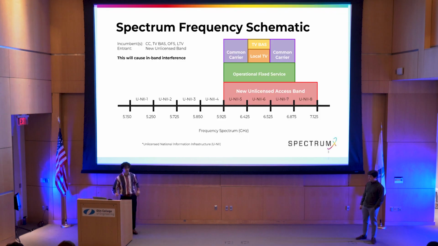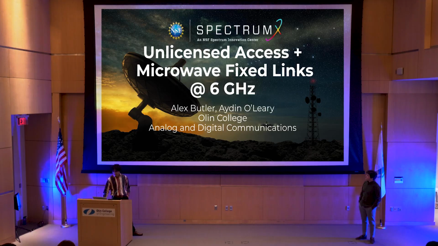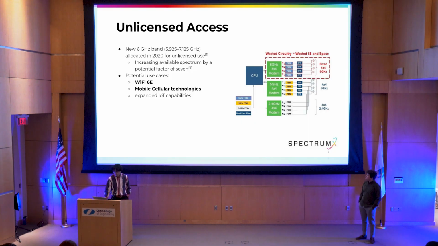To start off, we're going to look at the spectrum frequency schematic for this band. So at the bottom, we have the new unlicensed access band. And at the top, we have all of the incumbents. As you can clearly see, this is an in-band interference issue, which we're going to dive into a bit deeper. So to start off, we're going to look at the unlicensed access, which is the entrant to this space.